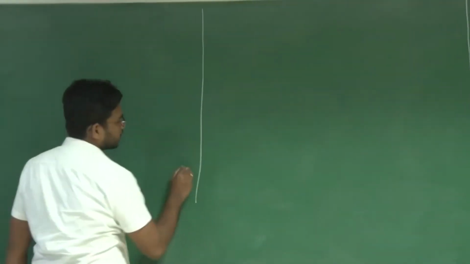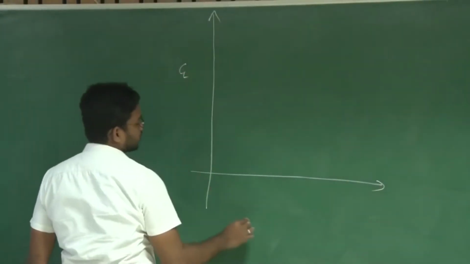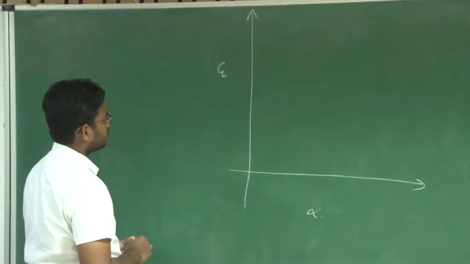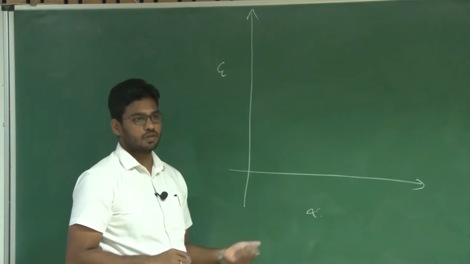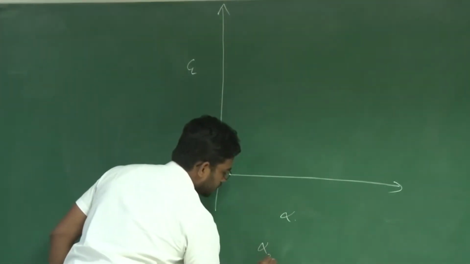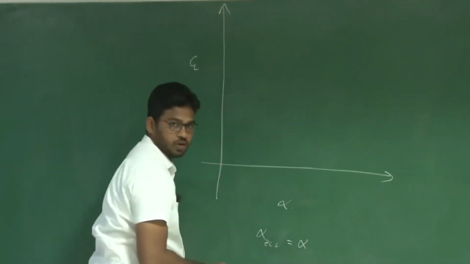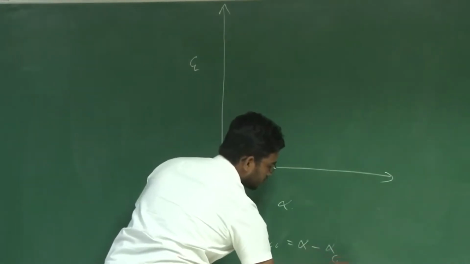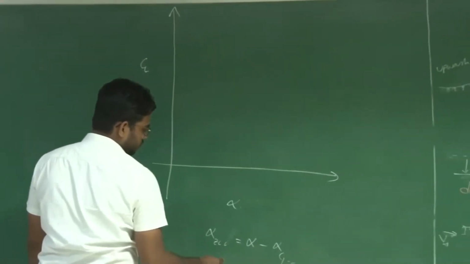So let us consider a typical lift coefficient variation with angle of attack. Now let us assume this angle of attack is defined with respect to the zero lift line, where alpha zero lift line is equal to alpha with respect to the chord or fuselage reference line minus alpha at CL equal to 0. Let us assume that.